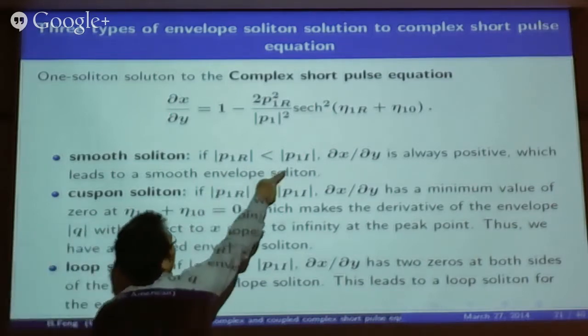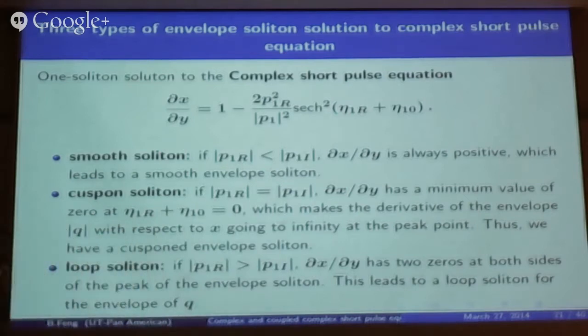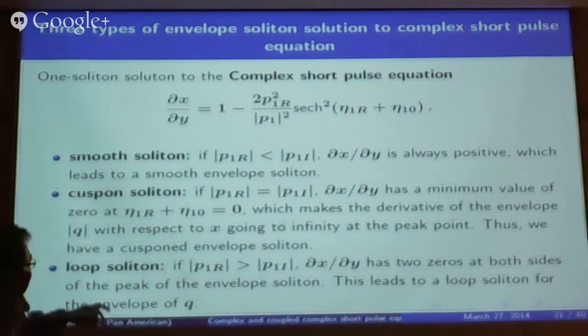Remember in the beginning I mentioned this is the real part, this is the imaginary part. If the absolute value of the real part of P1 is less than the absolute value of the imaginary part of P1, then that derivative partial x, partial y is always positive. That means we end up with a smooth solution, a smooth envelope soliton. If they are equal to each other, which is like a critical value, then in the solution we'll have a cusp point. That means at one point, the derivative of the solution Q goes to infinity.